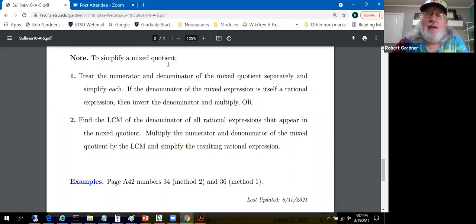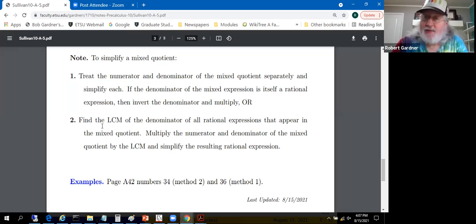To simplify a mixed quotient or compound fraction, treat the numerator and denominator of the mixed quotient separately and simplify each. If the denominator of the mixed expression is itself a rational expression, then invert the denominator and multiply. Invert and multiply. So this says simplify numerator and denominator separately and then invert and multiply.